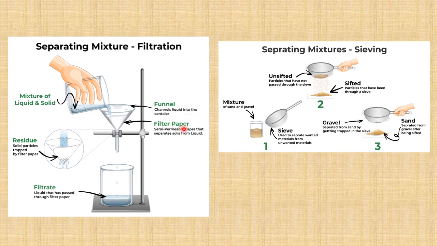We have the filter paper, which is semi-permeable, which separates the solids from the liquid. So when you pour your mixture of solid and liquid into this funnel, the filter paper will retain the solid, which will be the residue, while the liquid will pass through. Now, the liquid that passes through, which does not contain the solid, is called the filtrate. The filtrate here is liquid that has passed through filter paper, while the residue is the solid particles trapped by the filter paper.